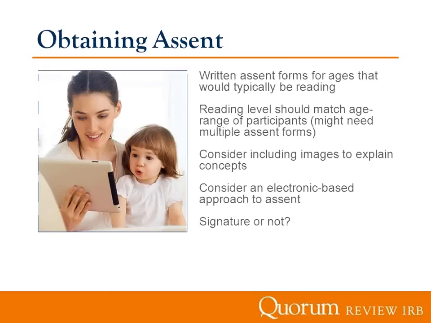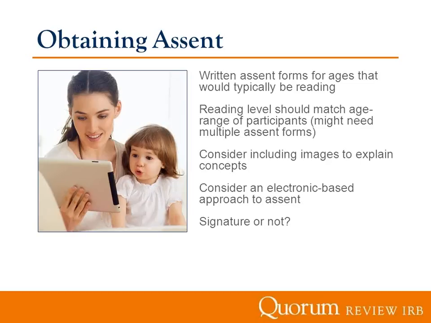So when the IRB has determined, or federal law or state law seems to require that assent be obtained, I just have a couple of points here about obtaining assent and things to think about. Written assent forms for ages that would typically be reading are generally going to be an expectation of the IRB. And keep in mind that the reading level should match the age of the participants that are going to read the form. So if you have a study that might involve very young children all the way up through adults, you may have 2 or even 3 assent forms that are age appropriate for the individual ages that would be looking at the form. You definitely want to consider including images to explain concepts. I think this is actually a great idea in adult consent forms, and I've seen some images that really help to simplify some complex concepts. But certainly for children, this is a great idea.